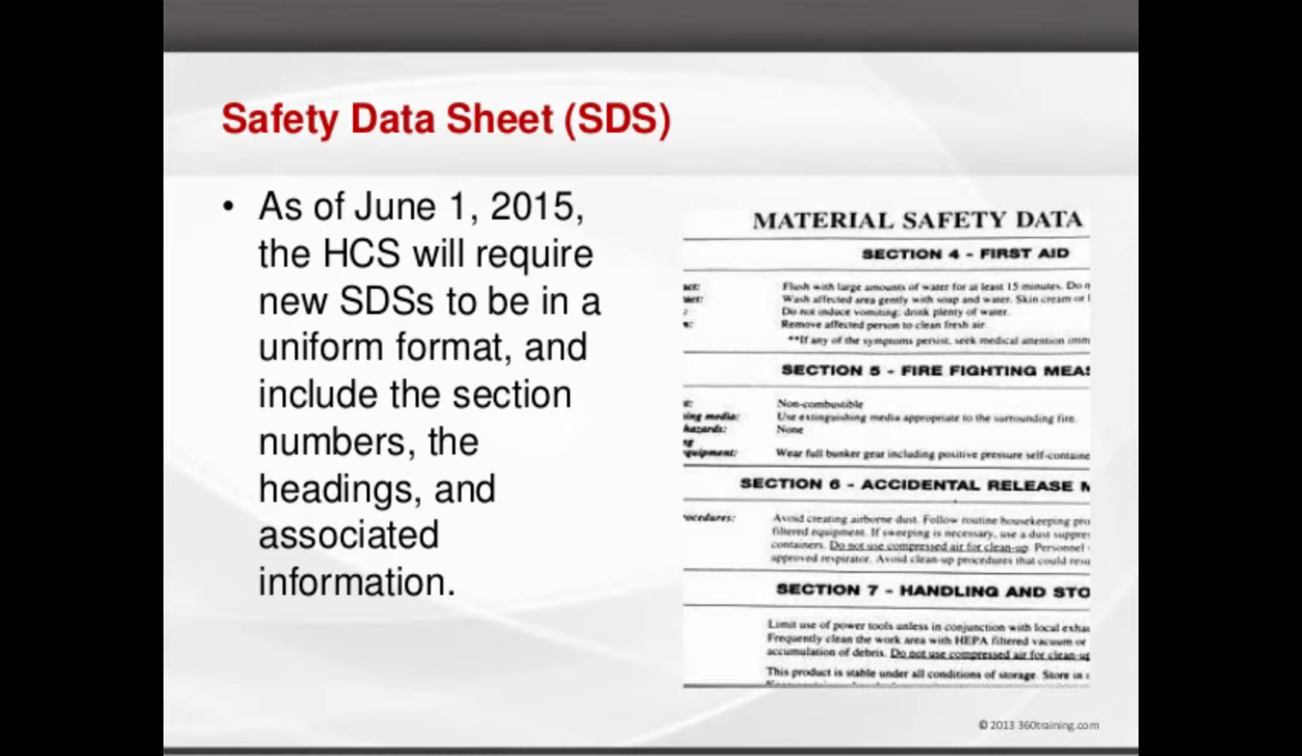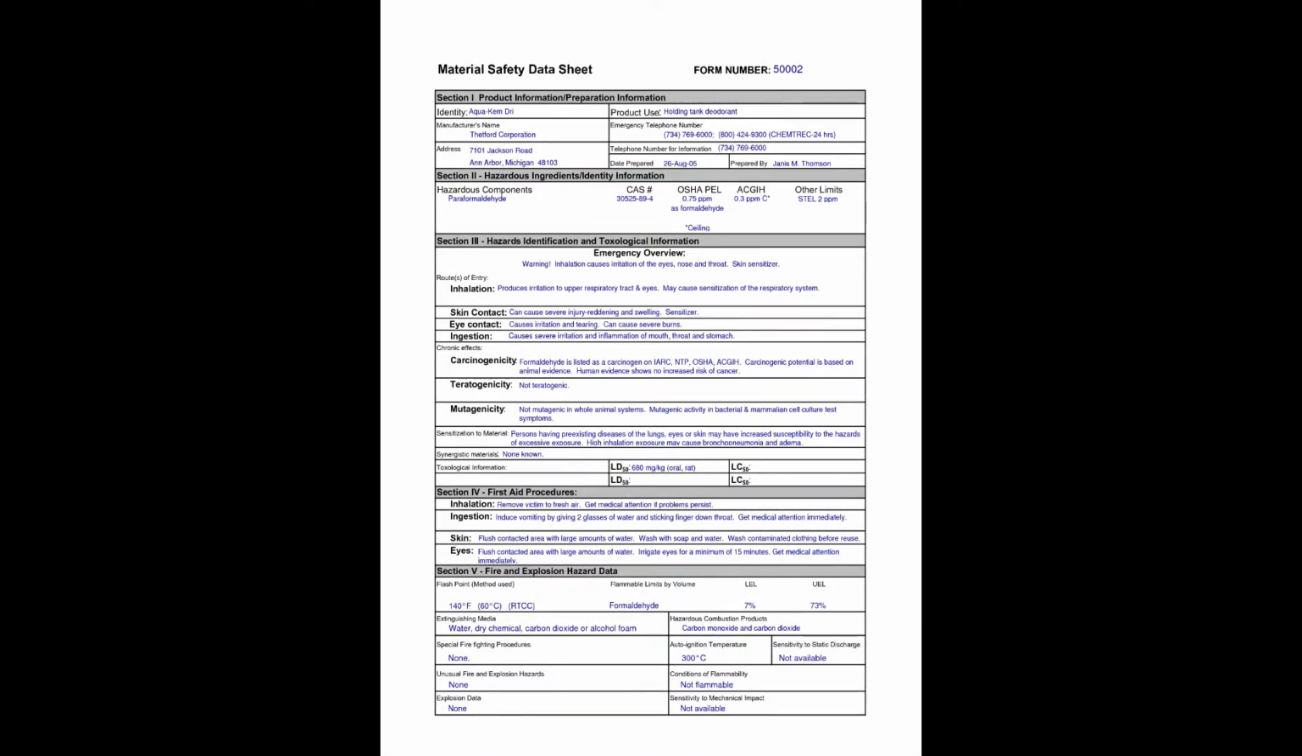Section 5, Firefighting Measures, lists suitable extinguishing techniques, equipment, chemical hazards from fire. Section 6, Accidental Release Measures, lists emergency procedures, protective equipment, proper methods of containment, and cleanup. Section 7, Handling and Storage, lists precautions for safe handling and storage, including incompatibilities. Section 8, Exposure Controls and Personal Protection, lists OSHA's permissible exposure limits, PELs, threshold limit values, TLVs, appropriate engineering controls, and personal protective equipment, PPE.